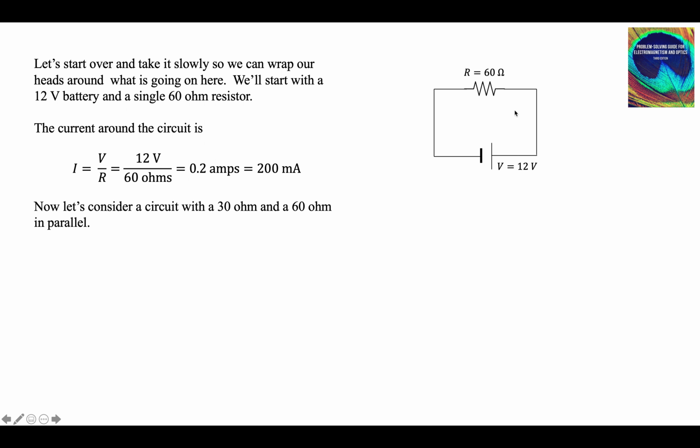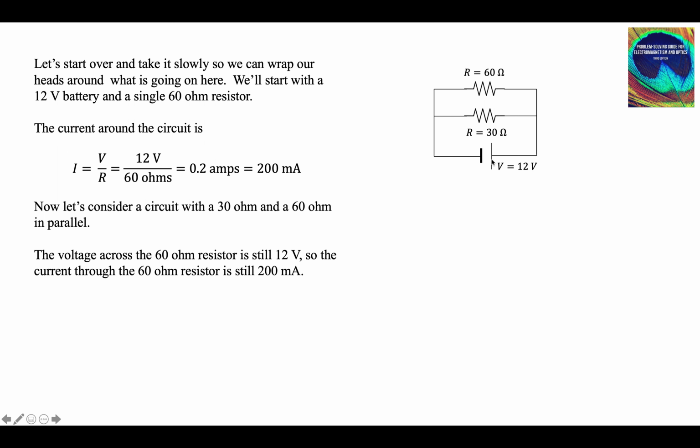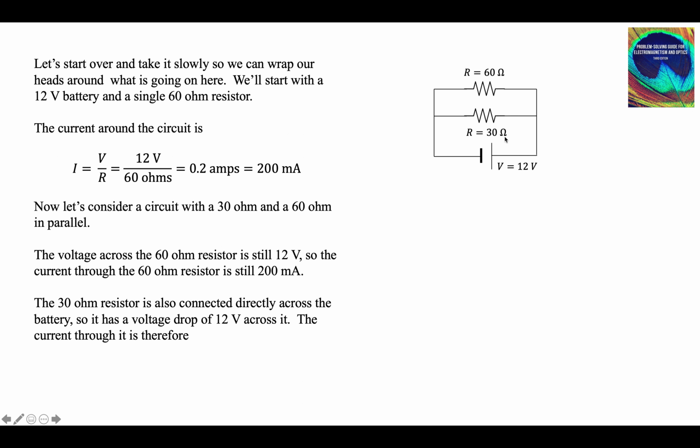Now we're going to add another resistor right here, parallel, 30 ohm resistor. There it is. The current through the 60 ohm resistor does not change. There's still 12 volts across that. How much current is the 30 ohm going to draw? Well, it's got half the resistance. It's going to get twice the current. V is equal to IR. It's 400 milliamps. So if there's 400 milliamps going through this one, 200 milliamps going through that one, how much is going through the battery?